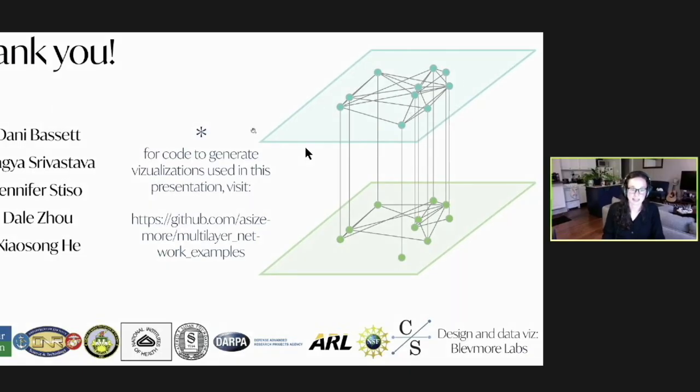And I also want to say that almost all of these slides were generated from code that's available on GitHub. So if you're interested in generating any of these networks that you see throughout the slides, any slide that has this little asterisk on the top right-hand corner was generated directly from this code. And that's, again, freely available here.